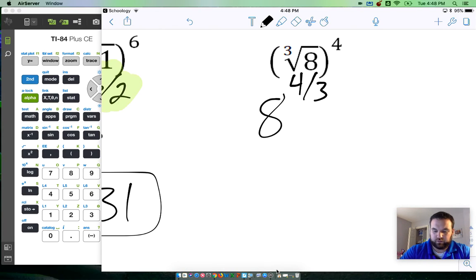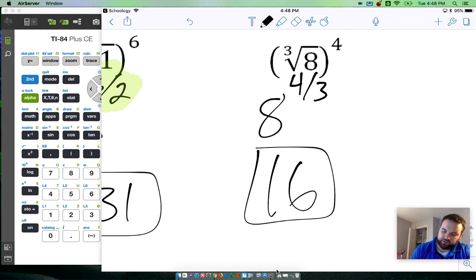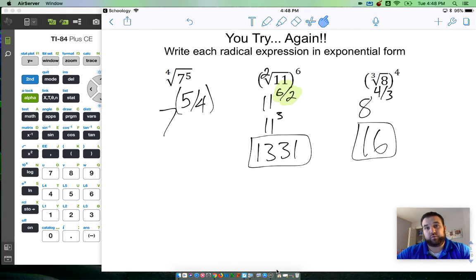So again, right now I'm more concerned with being able to switch back and forth between radical and exponential, so that way we can see the relationship that exists between the two. So for this, I can just write this as 16, which is fully simplified. But again, making sure that you can transition to and from exponential form and radical form and vice versa.